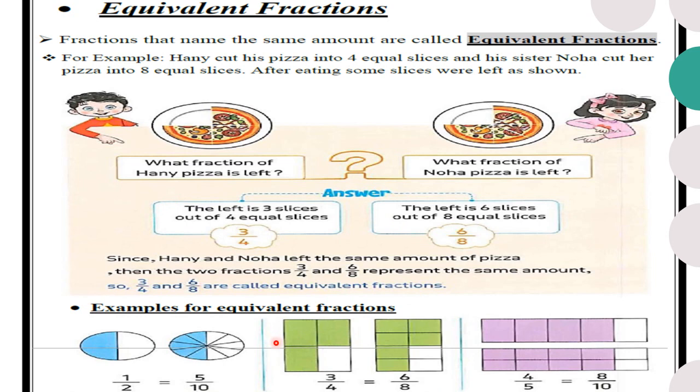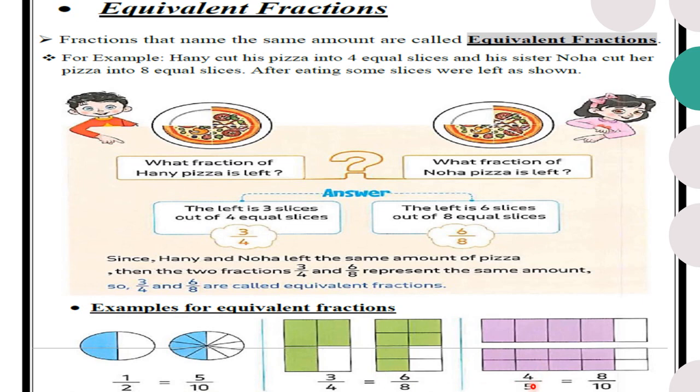To make equivalent fractions, we need to use multiplication or division. Like in one half, 1 over 2 equals 5 over 10. When we look at the denominator, it is times 5. So 2 times 5 we get 10, and the numerator also times 5, so 1 times 5 we get 5. And in 3 over 4, if we make 3 times 2 it will be 6, and 4 times 2 will be 8. So using multiplication, we multiply the numerator and denominator by the same number.